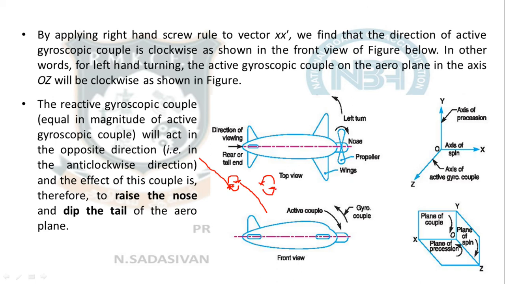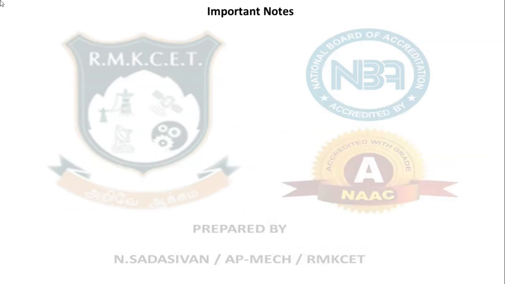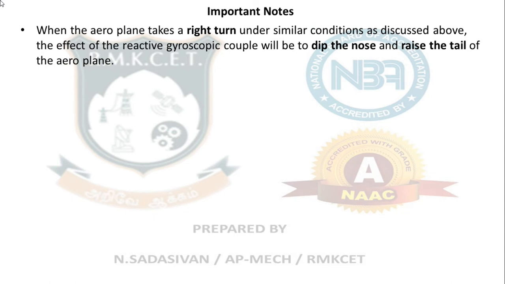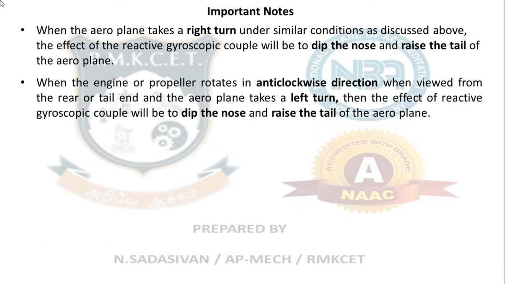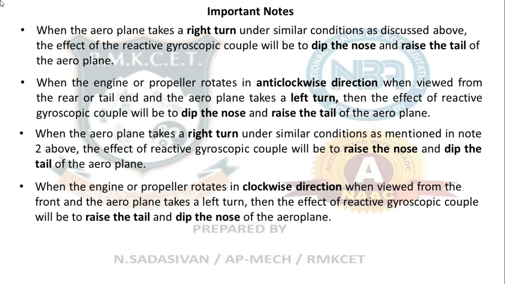I am looking from the front. When the aircraft takes a left turn, it will go down. Right turn, it will go up. It's that simple. So that's what these people are trying to explain with a lot of things, right? When the aeroplane takes a right turn under similar conditions as discussed above, effectively you have to dip the nose, raise the tail.